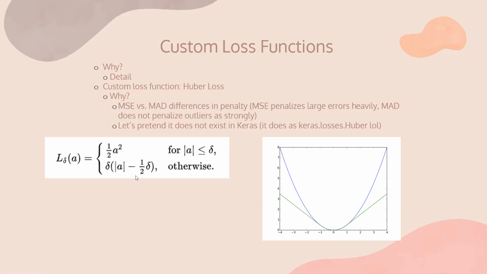let's just look at what we're going to be doing without even looking at the code. We're going to be dealing with Huber loss, which is sort of like a combination of mean squared error and mean absolute difference. So the difference between these two different types of loss: mean squared error will penalize large errors heavily, and mean absolute difference will not penalize outliers as strongly. So you can see here in this graphical representation, the green line is Huber loss, the blue line is mean squared error. So we're assuming that and this is delta, by the way.